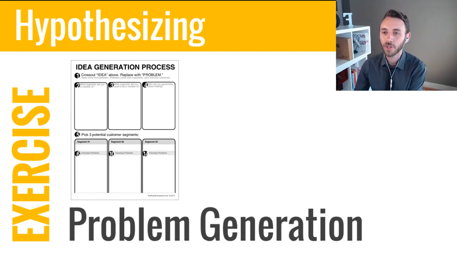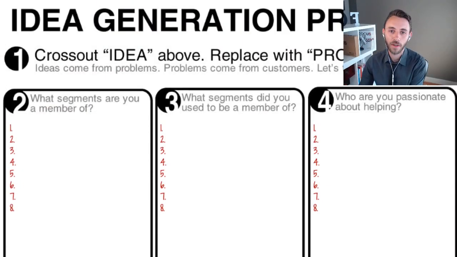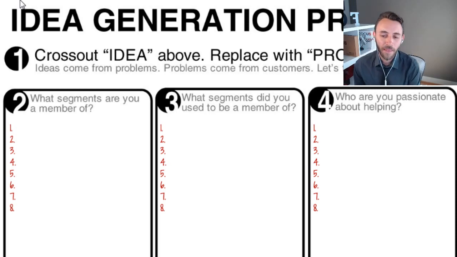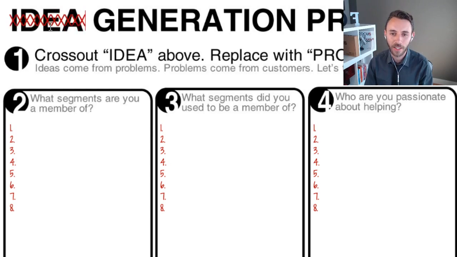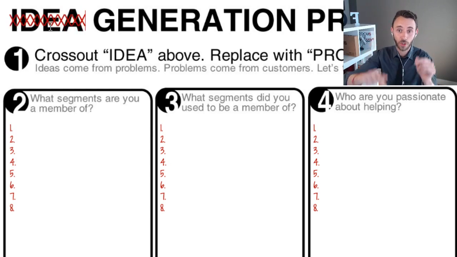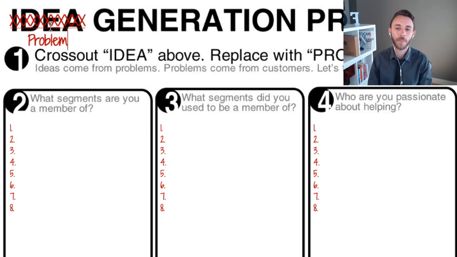So let me turn that bad boy on. I'll make this one active. And the very first step of this idea generation exercise is actually to cross out the word idea. So your students are going to realize, oh, right, we don't care about ideas anymore. So I'm going to invite you to do this. Cross out the word idea and write in the word problem. Because this is going to be a problem generation process, a problem brainstorming process.